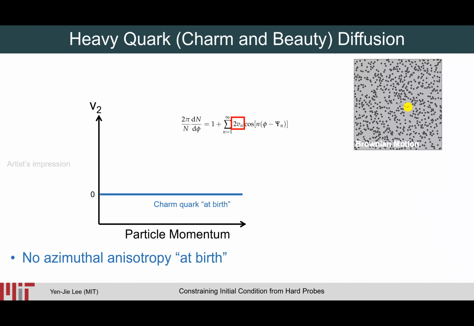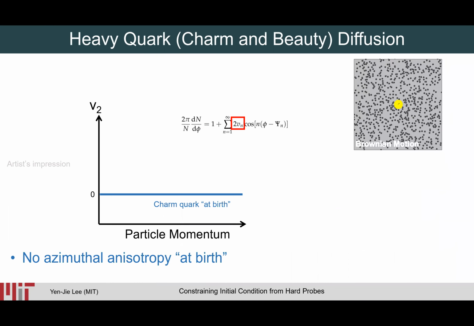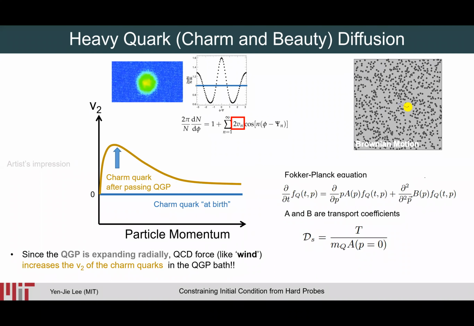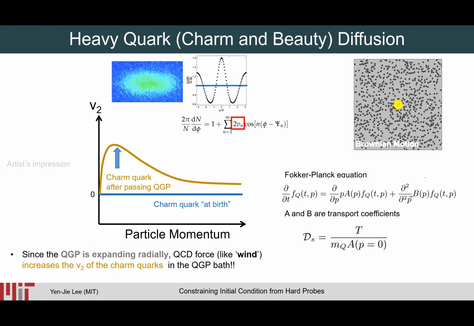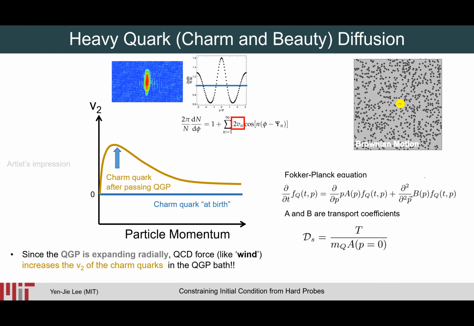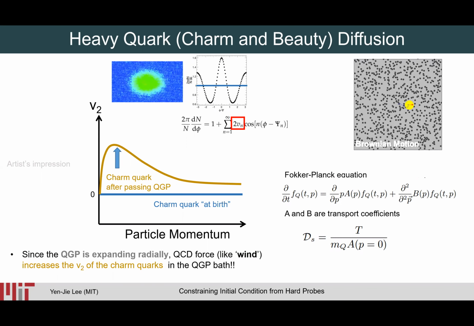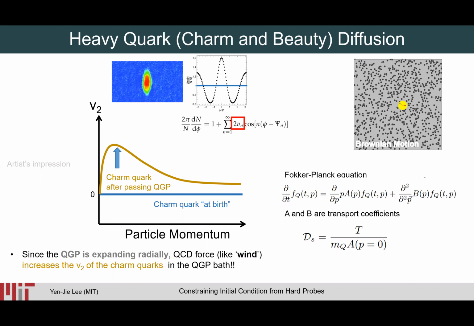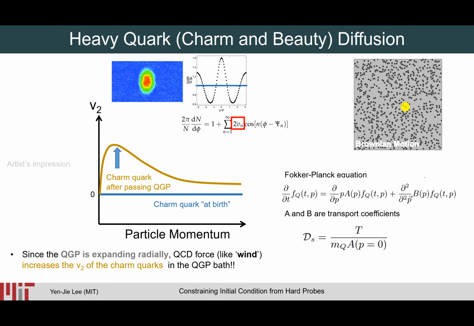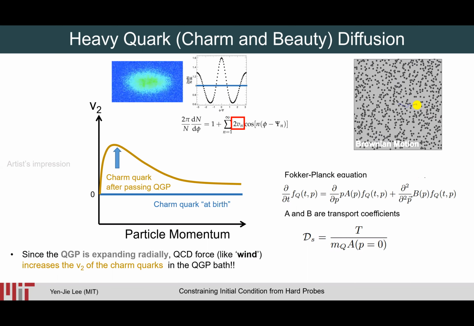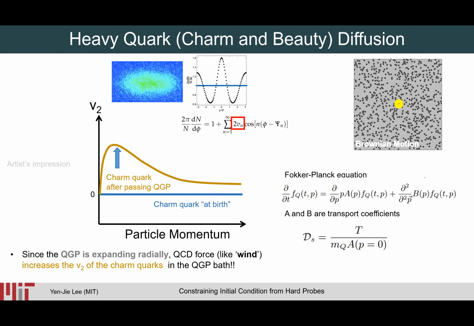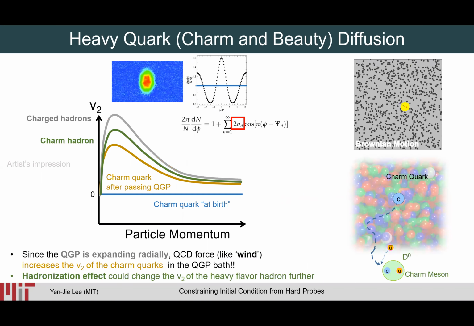So at first, there should be no azimuthal anisotropy. And the interesting thing is that when these heavy quarks are propagated, really traveling through the medium, they are interacting with the quark-gluon plasma, and the QCD force is like a wind blowing those heavy quarks and increasing the v2 of the charm quark in the bath. And of course, this whole process can be modeled and calculated in theoretical models.